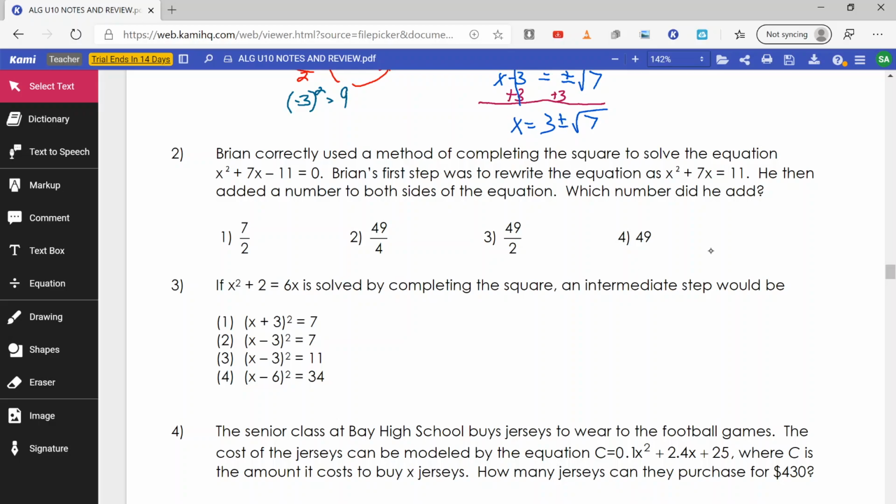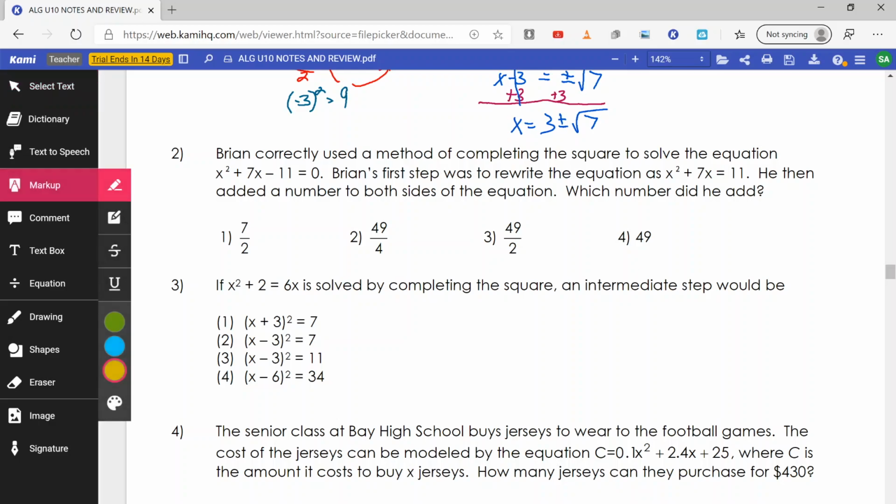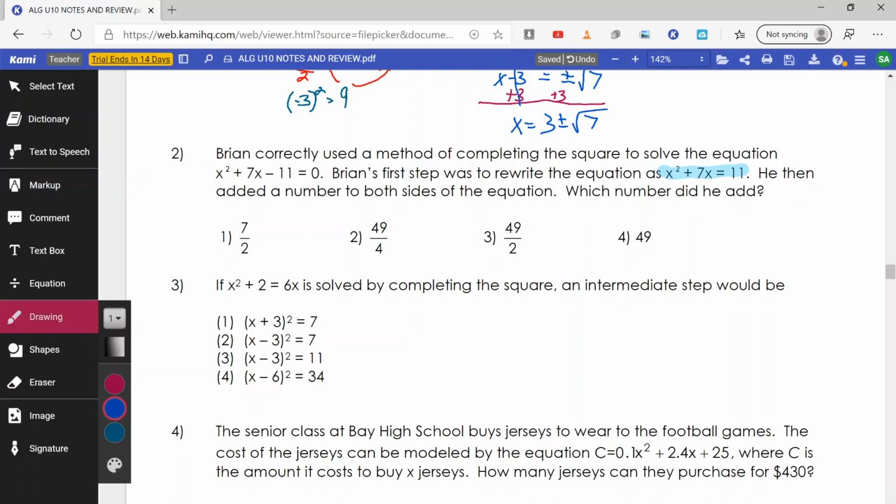Well, first of all, the setup that we're going to look at is the one that we are told he got after he wrote the first step. So we're going to ignore the first part, the x squared plus 7x minus 11. We're going to ignore that. We're actually going to take a look at the second step, x squared plus 7x equals 11. That is the correct format we need to be in order to do those three fancy steps.